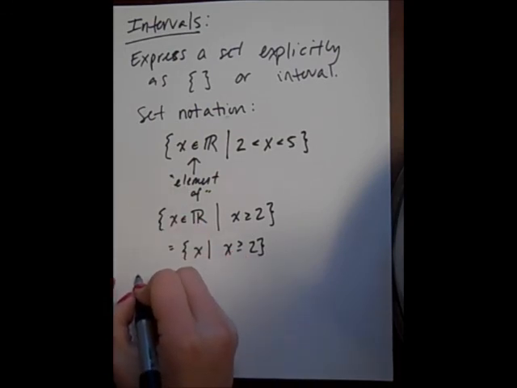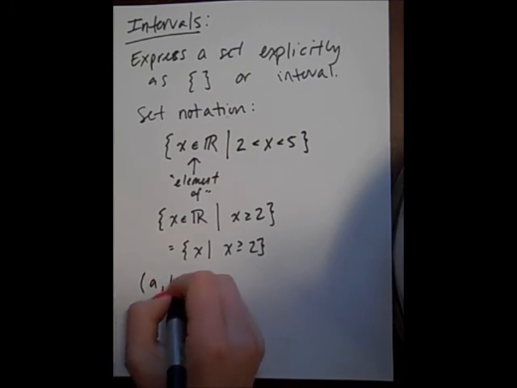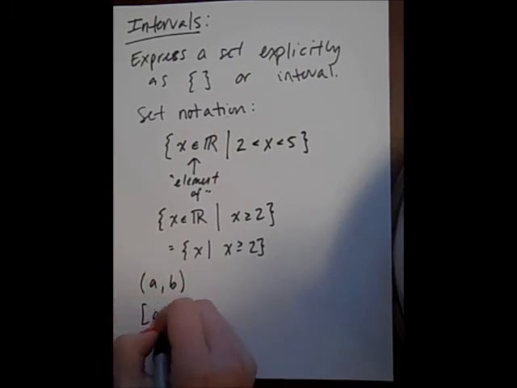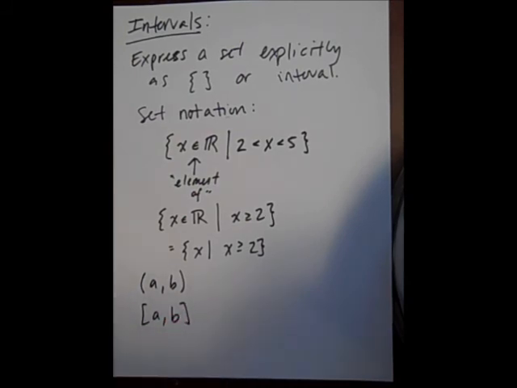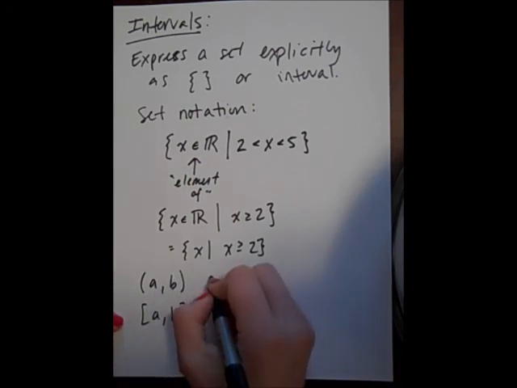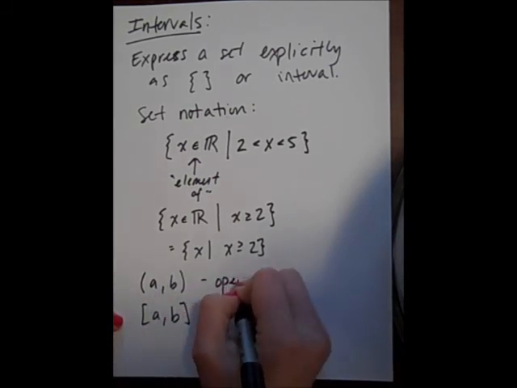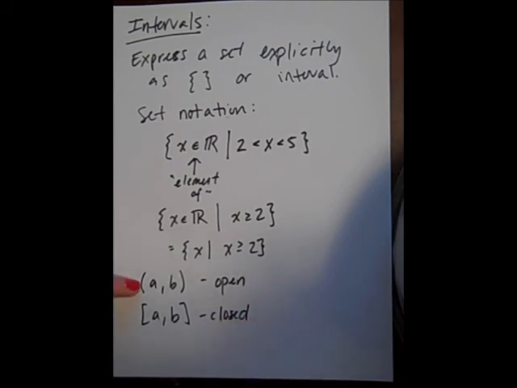There are two kinds of ends to intervals. We can either have open brackets, or we can have closed brackets. This first one is going to be your open brackets. The second one is going to be your closed brackets. These are open. These are closed. So this is called an open interval. This is called a closed interval. An open interval means don't include the endpoints.